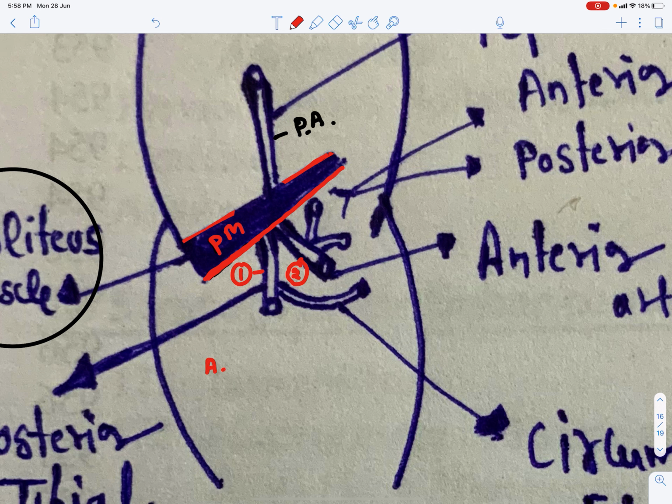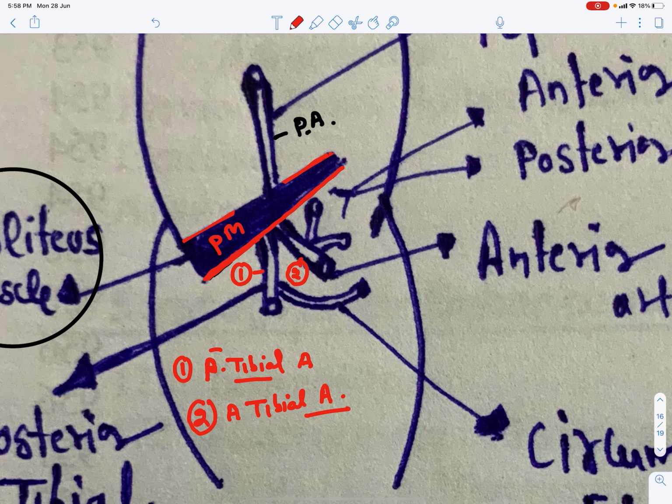First is called the anterior tibial artery. Sorry, this one is posterior because this is the posterior view. The first one is the posterior tibial artery. And the second, which is going to the anterior side, is called the anterior tibial artery. The 2 terminal arteries of the popliteal artery arise near the lower border of the popliteal muscle.